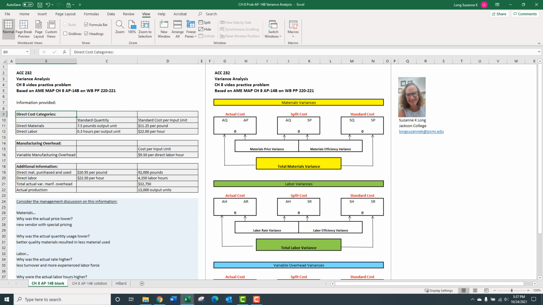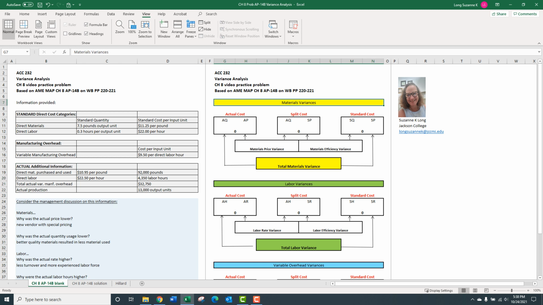Might even want to add in here standard, and actual. Sometimes it's all mixed up, but in this case, we've got two separate areas: standard, actual. All right, let's take a look at materials variances.